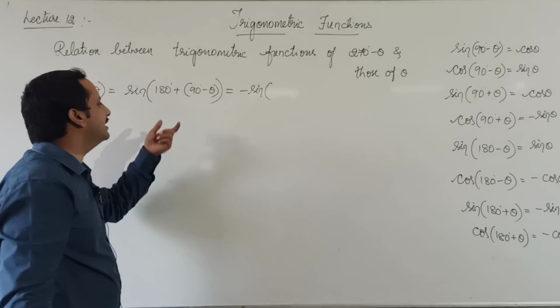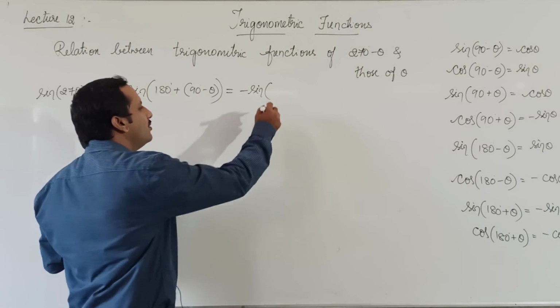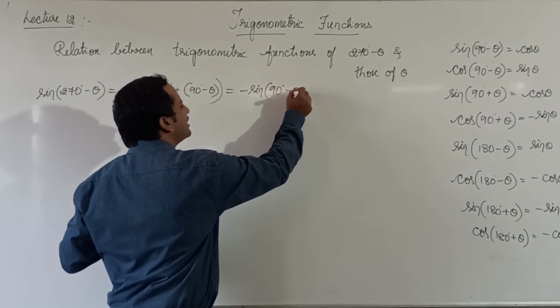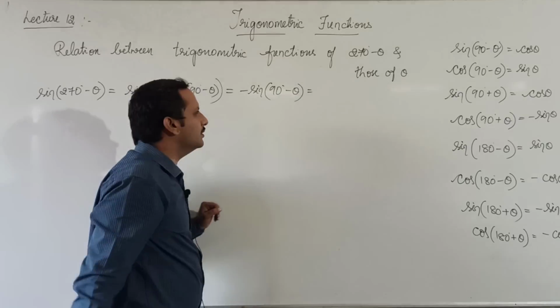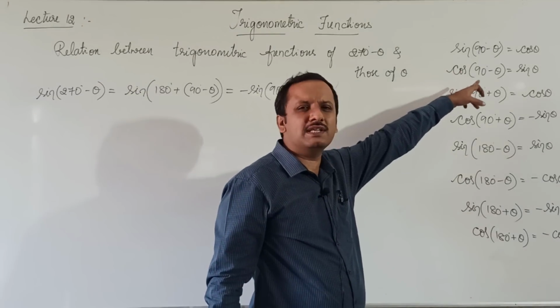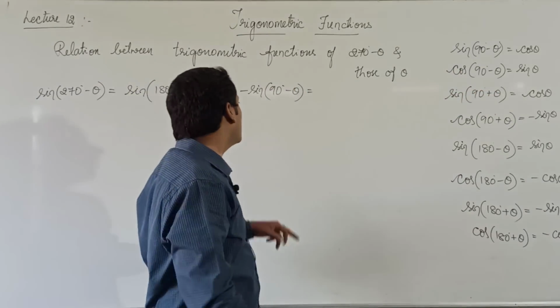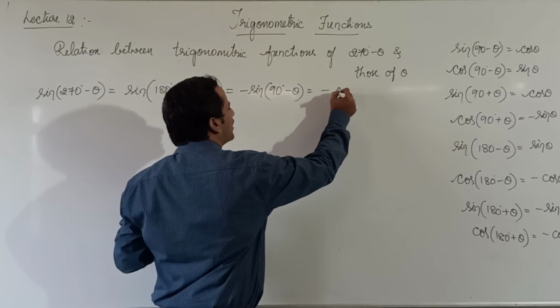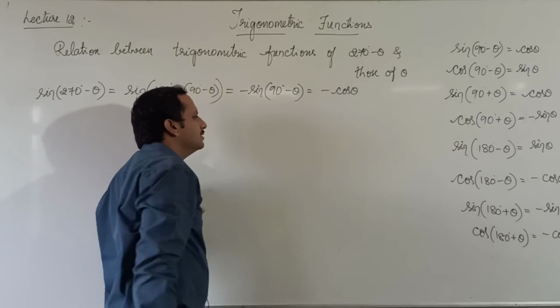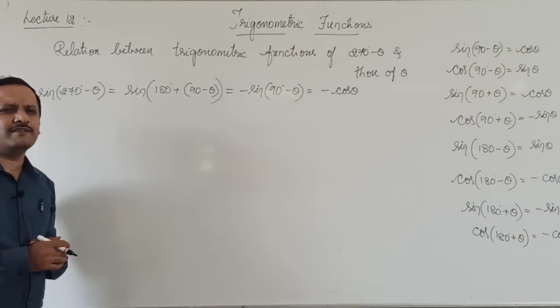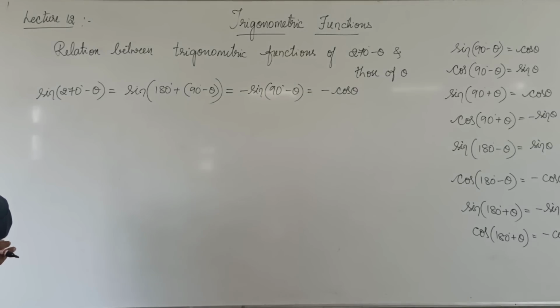What is theta here? In place of theta we have 90 minus theta. That's equal to sin 90 minus theta. What is sin 90 minus theta? That's equal to cos theta. Minus is there, so it will become minus cos theta. So we observe that sin 270 minus theta is equal to minus cos theta.